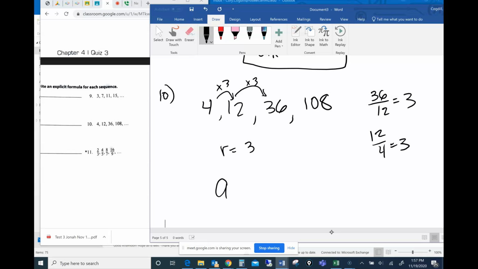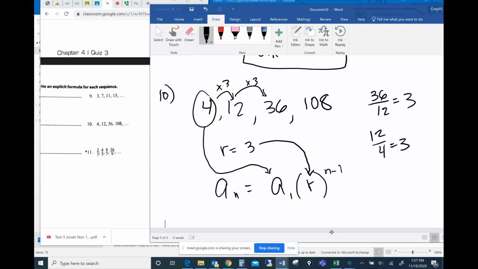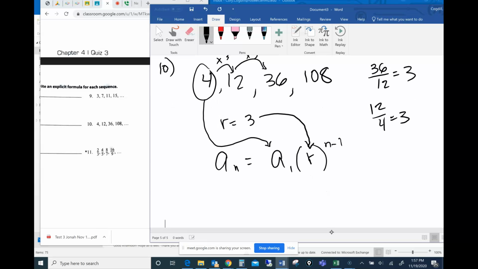And this one's a little weird, but the explicit formula is a sub n equals a sub 1, so the first term, multiplied by the common ratio raised to the power n minus 1. Okay, so all we need to do is just plug in r, and we need to plug in our first term, which is 4. So a sub n equals 4 times 3 to the n minus 1. And that's it. That's the answer.